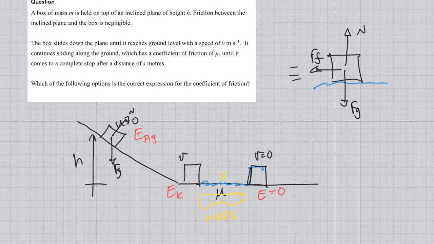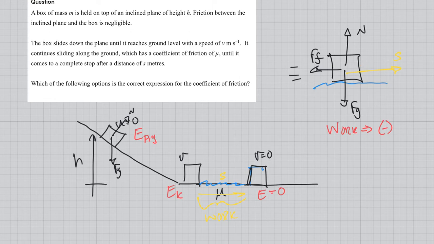moved some distance S, and so we're going to have work there. So let's apply our S here. And if we understand this, this is going to be work, which is going to be negative. It's going to be negative because our force is opposite our displacement. The angle between those is 180 degrees.